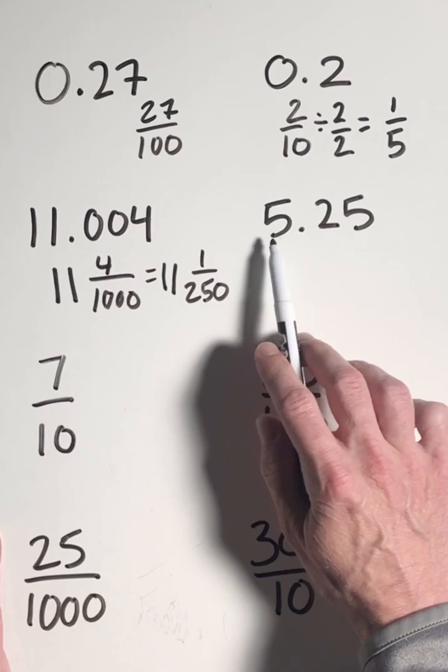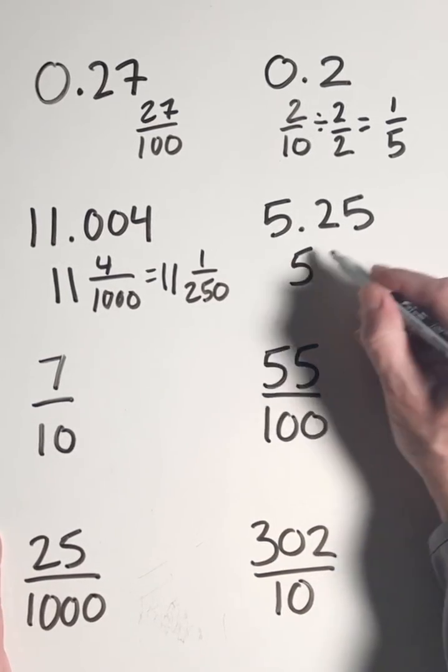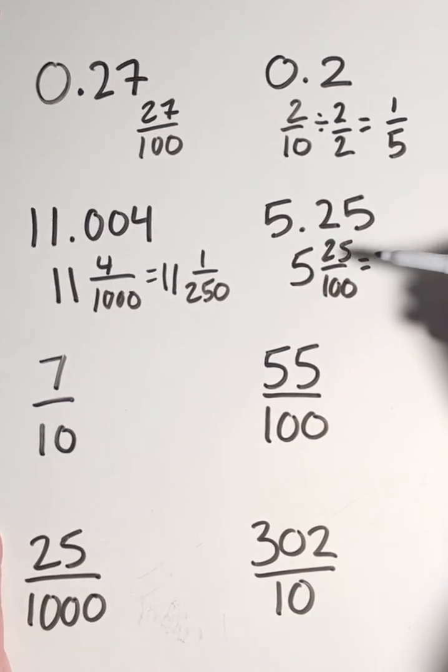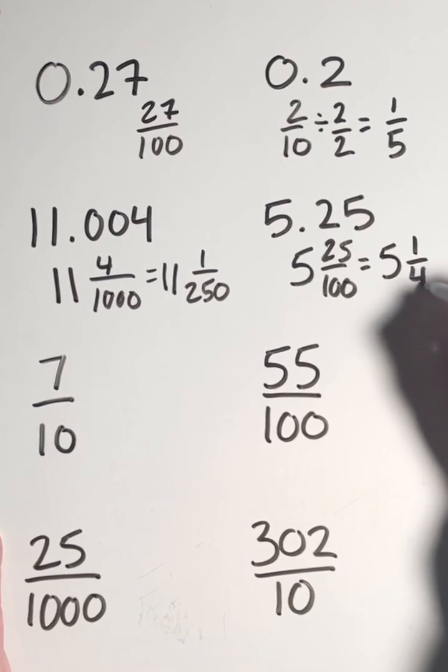Next, we have 5 and 25/100ths. So 5 and 25/100ths. And again, 25 is a factor of 100. It goes in 4 times, so we would rewrite this as 5 and 1/4.